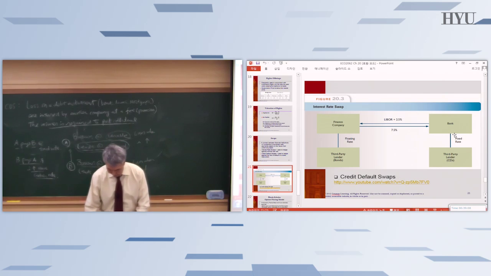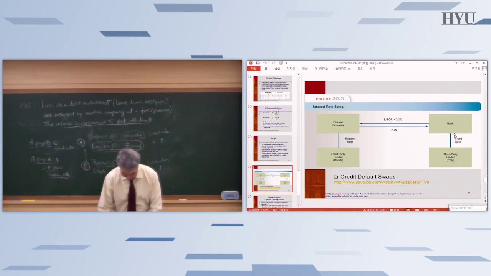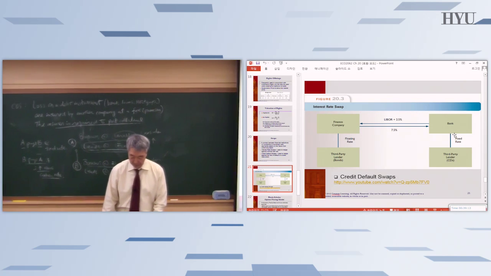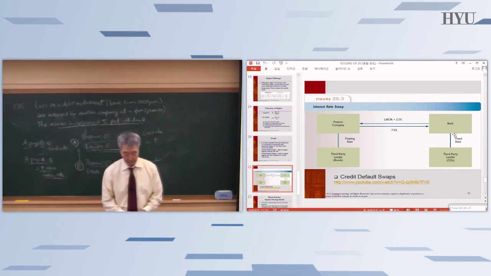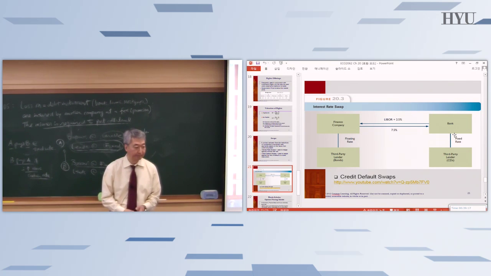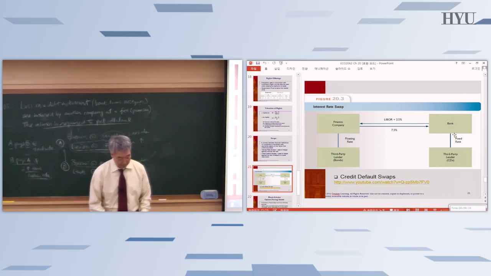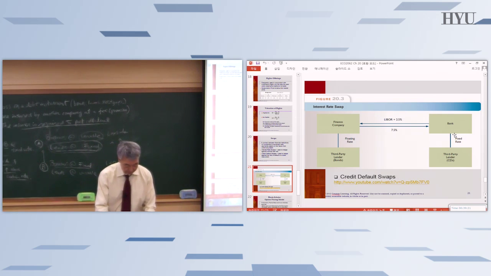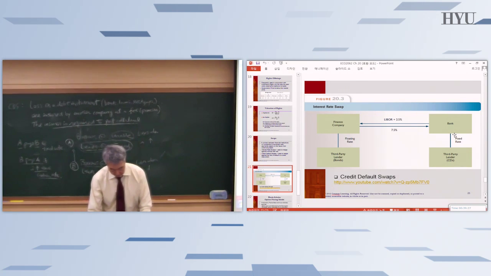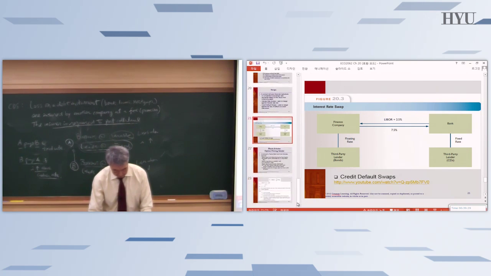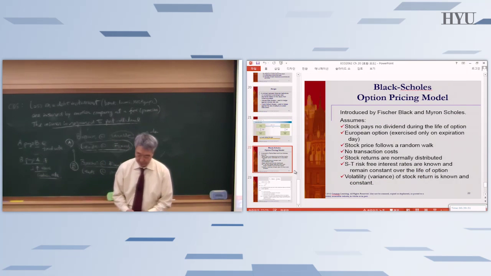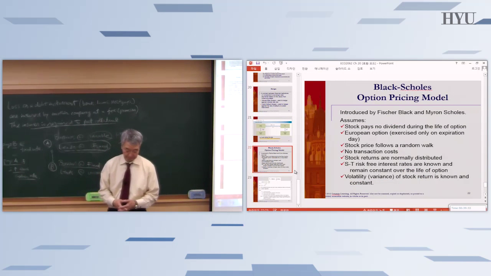Okay, so that's it for the rights and swaps. Any questions? Well, just review the concept. Let me know if you have any questions. Okay, let's go on with the Black-Scholes option pricing model.